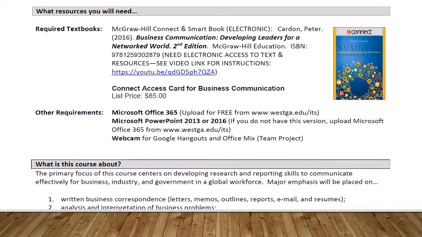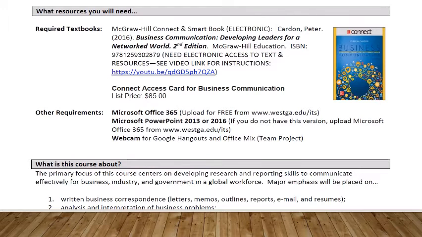And if for some reason you are unable to get this $85 right away, there is a 2-week courtesy access period so that you can wait for your financial aid or wait for your financial situation to become better, and then you'll have to buy the license for this book. But there is, again, 2-week courtesy access.